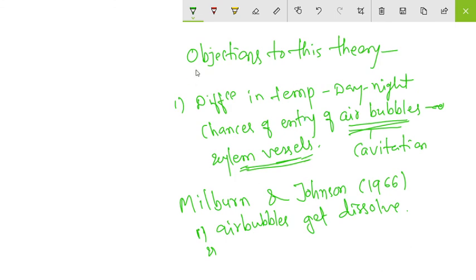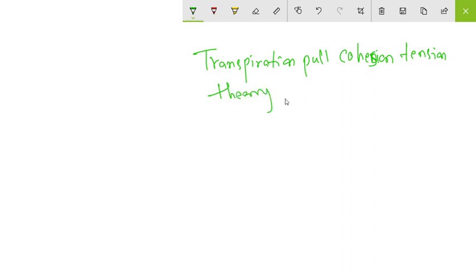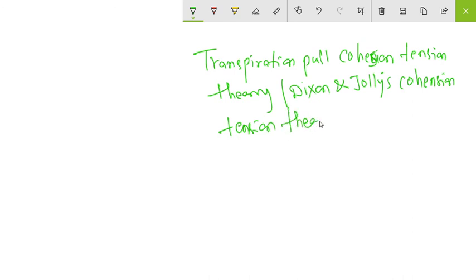So this objection also gets rejected, and therefore this transpiration pull or cohesion tension theory, the Dixon and Joly's cohesion tension theory, is accepted worldwide. Okay, so I hope you got the points.